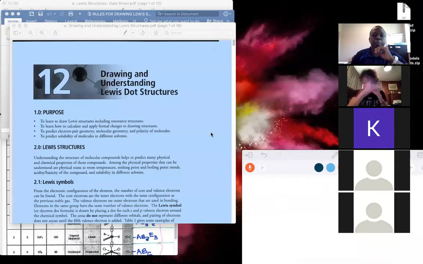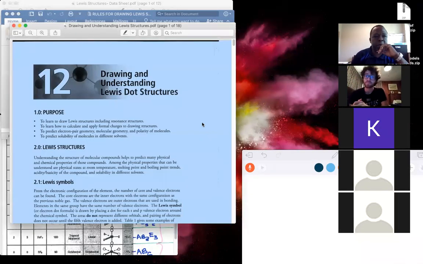I'd like to share my screen and show you some of the documents I have. There are some documents on here. I'm going to share my screen on this end and see if you can see. Let's see. All right. Sharing the screen. You can see that I have a couple of documents on drawing and understanding Lewis structures.